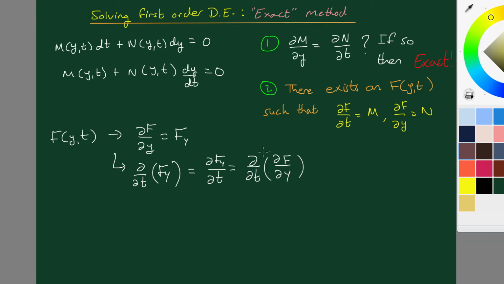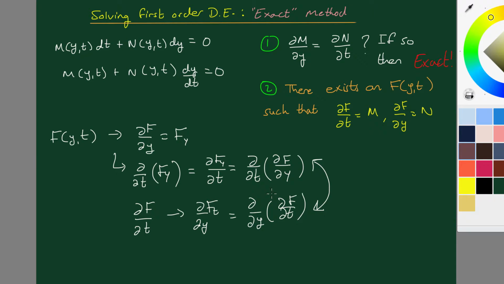This approach is the same as if we derived with respect to t first, and then with respect to y. So I would get the same thing if I did df dt, and then I did d dy of f sub t, which is equal to d dy of df dt. Right? So I'm saying that these two are the same thing. It doesn't matter if I derive with respect to y first and then t, or if I derive with respect to t first and then y.